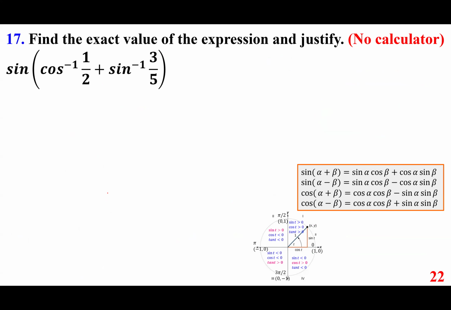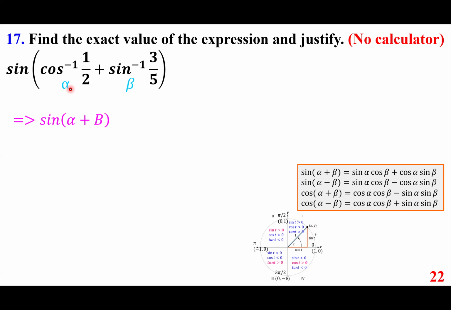We want to find the exact value of sine of cosine inverse of 1/2 plus sine inverse of 3/5. I want you to recognize these as different arcs or angles, so let's give them names, alpha and beta. Then we are looking for sine of alpha plus beta.